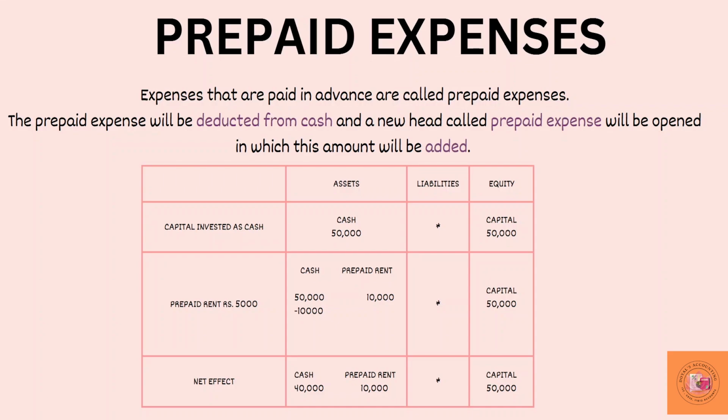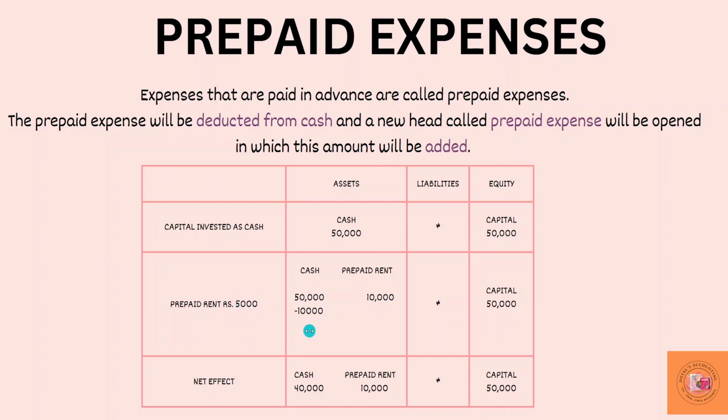This prepaid expense in the accounting equation will be deducted from the cash, and a new head will be created called prepaid expense, under which this amount will be added. Let's see. Capital invested as cash 50,000, capital 50,000. Now prepaid rent 10,000 rupees. Okay, I made an error here. It should be 10,000. I have written only 5.